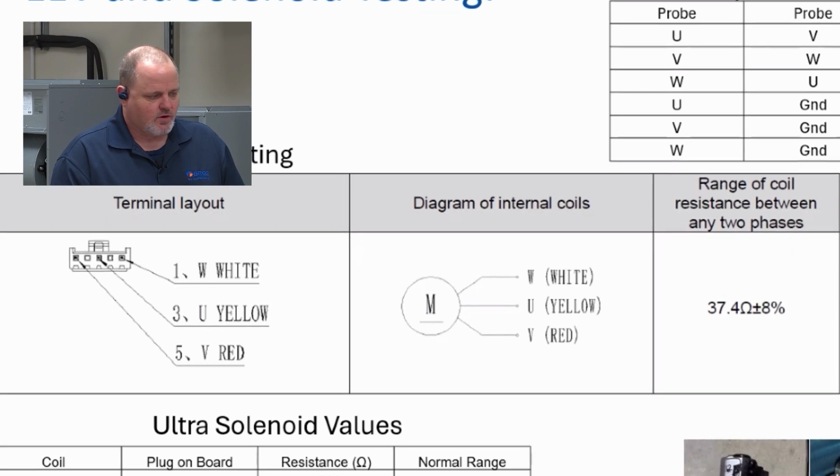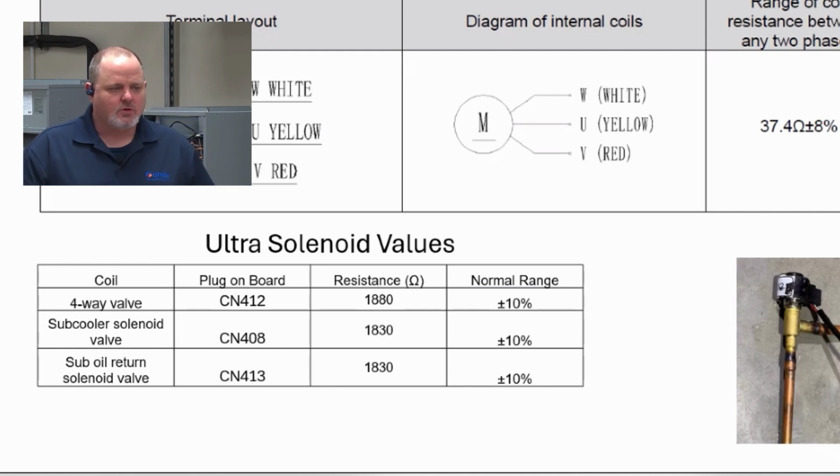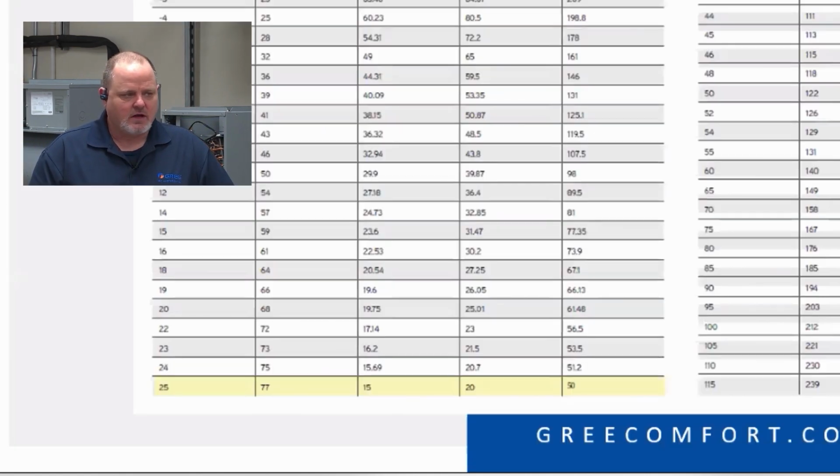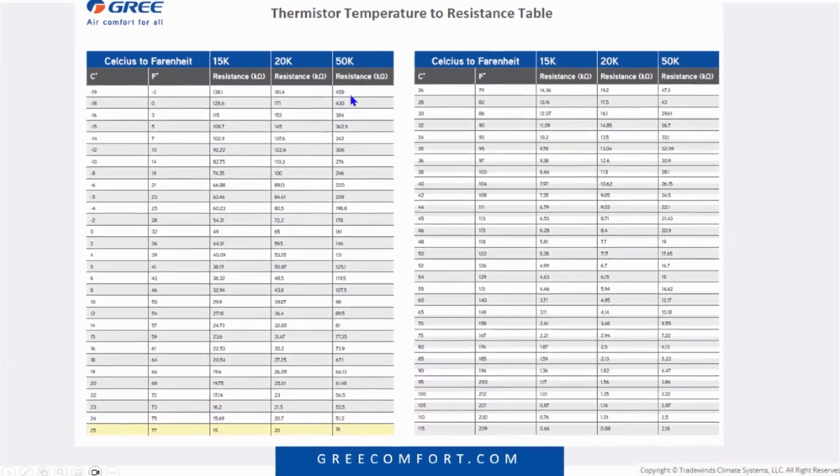These solenoids, rough figures again, but it gives you an idea of roughly what those readings should be. So the load troubleshooting on all the motors and solenoids in these units is not complicated at all. The resistance chart, when you're checking, if you actually ohm out a thermistor on the GMV products, the MultiPRO products, we still follow the same rules that the mini splits do.